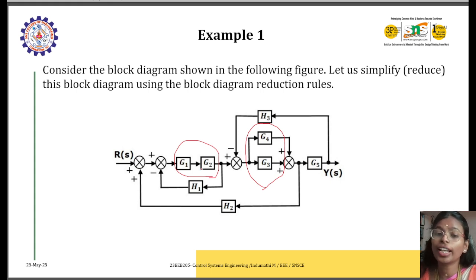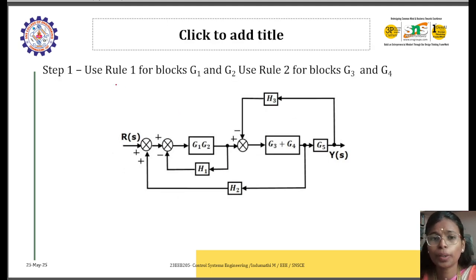If the blocks are cascaded or in series, you can just multiply the gains or transfer functions directly. So when you multiply these, you'll get G1 into G2. And when the blocks are in parallel, you just add them up. When you add, you'll get G1 plus G3. So this will be your output. When you multiply, you'll get G1 into G2. When you sum up, you'll get G1 plus G2. So what is the next process? You have to convert this block into a single block.